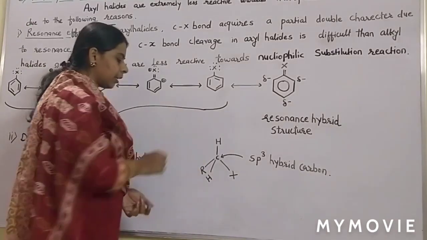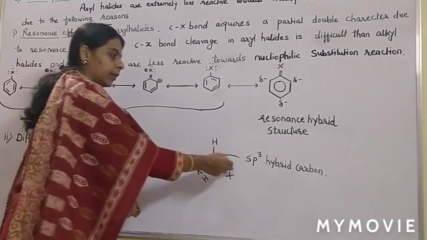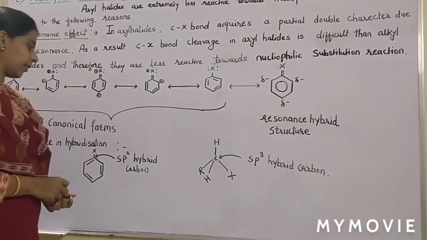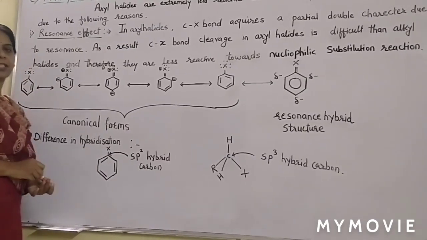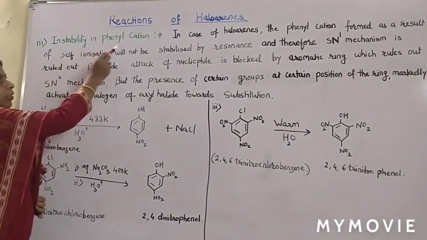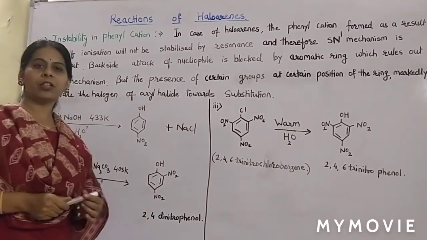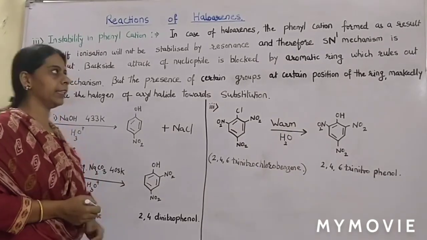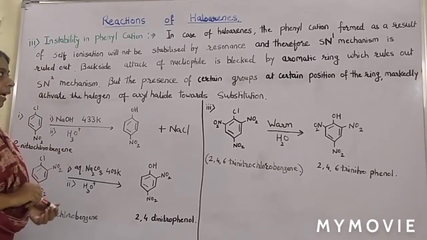In case of alkyl halide, the carbon must undergo sp3 type of hybridization, and because of this the percentage of s character is very high, and that's why it is less reactive towards a nucleophilic substitution reaction in haloarenes. Third point is the instability of phenyl cation. This is the third reason why nucleophilic substitution is less reactive for aryl halide than alkyl halide.